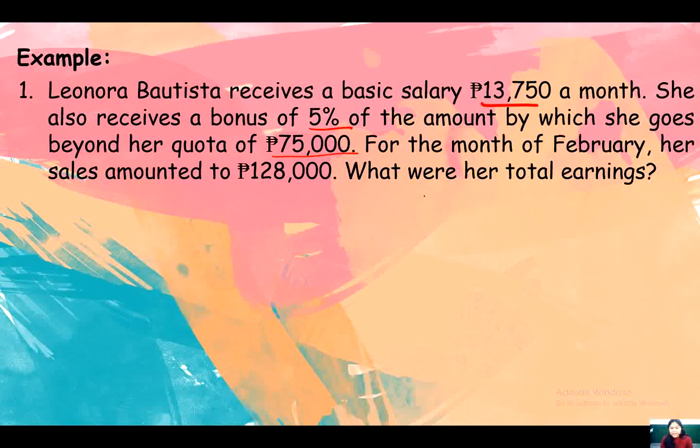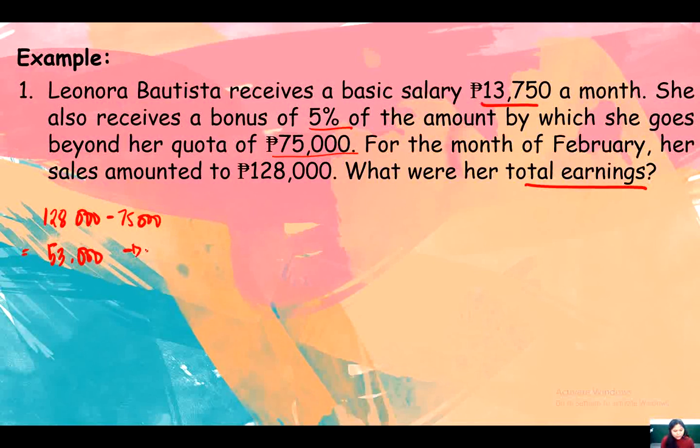So, what is asked in the problem? What were her total earnings? Okay, so we have to find the total earnings. So first, what are we going to do? Nakalagpas si Leonora Bautista sa kanyang quota. So what we are going to do is we have to subtract 75,000 from 120,000 para malaman natin yung kanyang exceed. Okay? So the answer is 53,000.